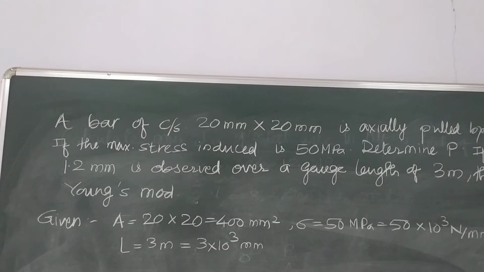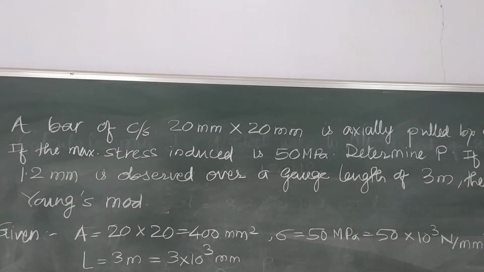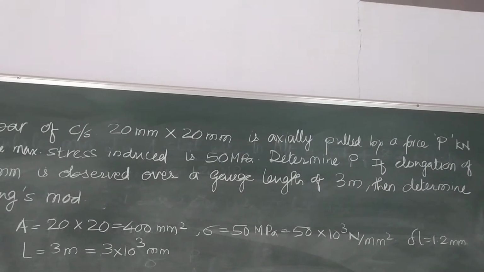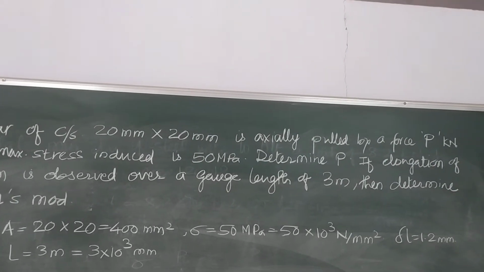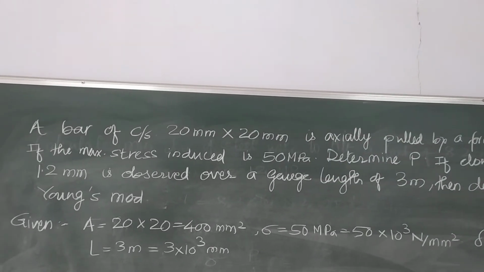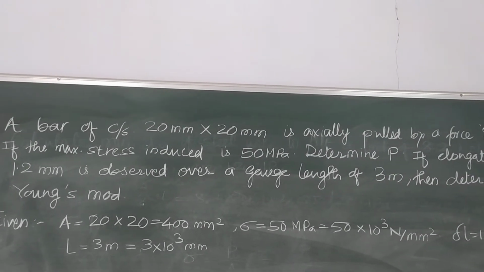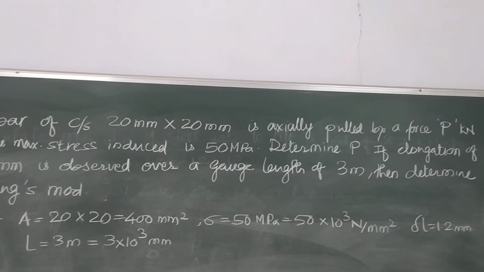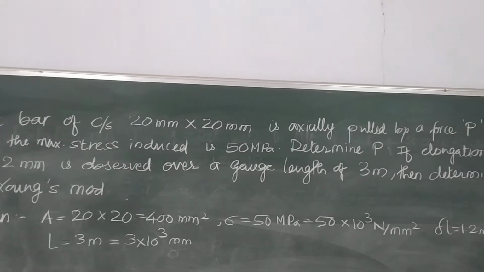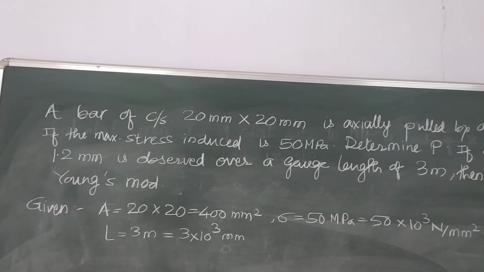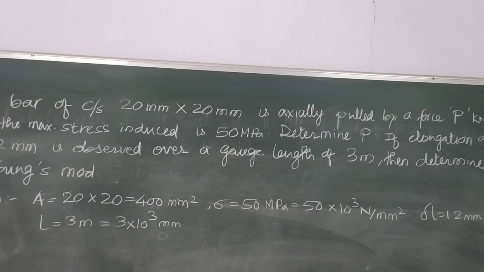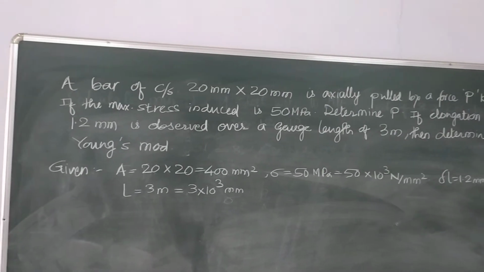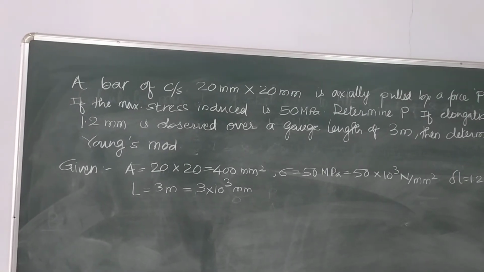See what is given here: cross section 20 by 20 means it is a square bar, axially pulled by force P. So area is given, and P is denoted as capital P kilonewton. Maximum stress induced, 50 megapascal, is 50 Newton per mm square. Elongation means delta L, 1.2 mm, observed over gauge length of 3 meter. That means total length is 3 meter, that means 3 into 10 raised to 3 millimeter.